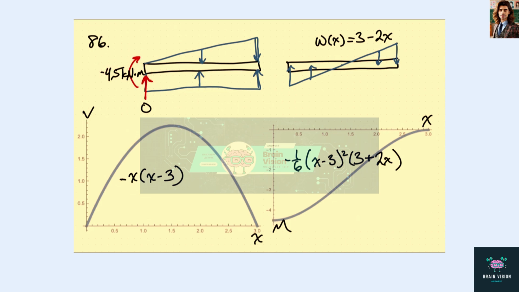We can see that at x equals 3, again, M is 0 as we'd expect out here, and it's a cubic function that basically has a positive curvature and then a negative curvature. We can see it reaches a maximum and a minimum at the ends when the shear force is 0. And then there's an inflection point here where the shear force is a maximum.